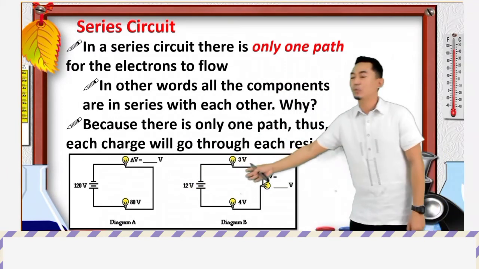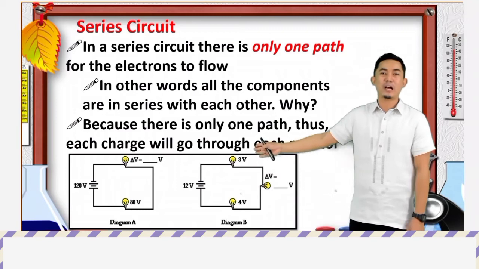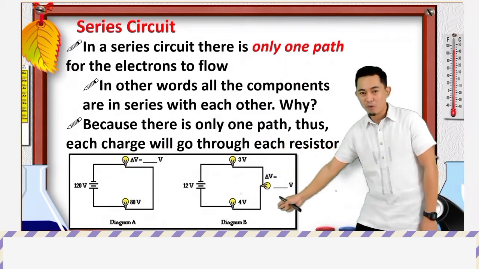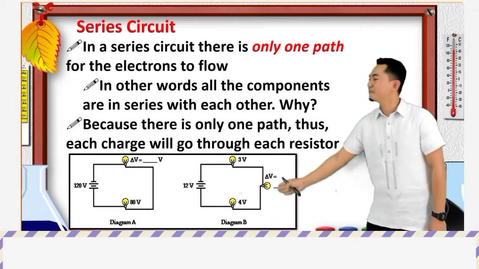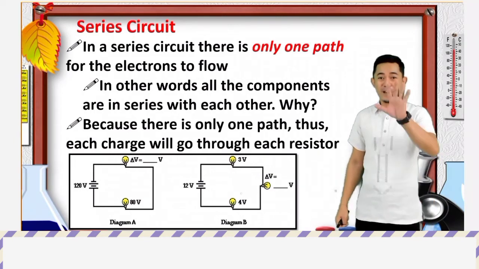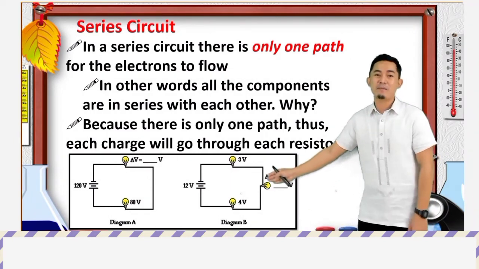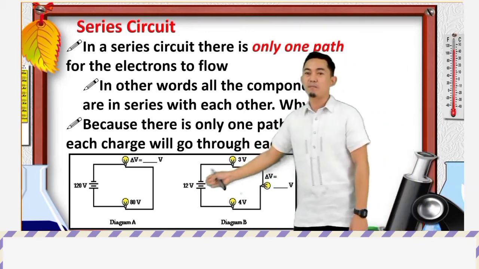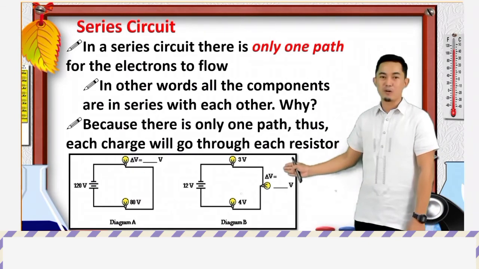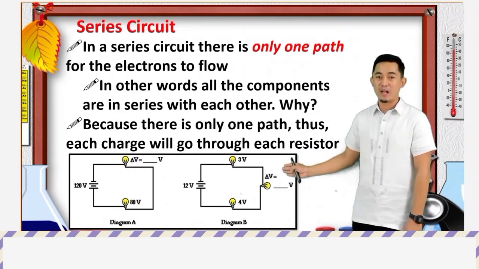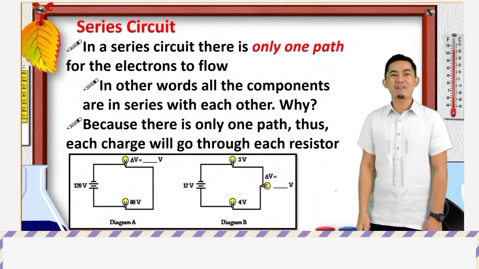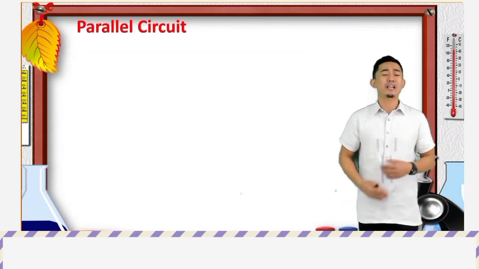Okay, so how about this one? We have 12 volts here. On the upper part we have 3 volts, and on the lower part we have 4 volts. And how about this part? What should be the answer, class? It should be 5 volts in order to have the total of 12 volts. Okay, 3 volts plus 4 volts plus 5 volts, total of 12 volts. That is for the series circuit. Okay? How about in a parallel circuit?